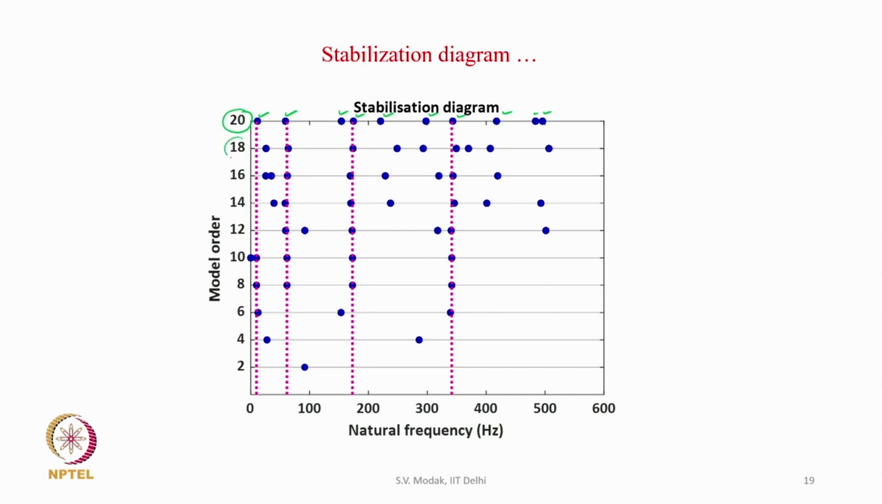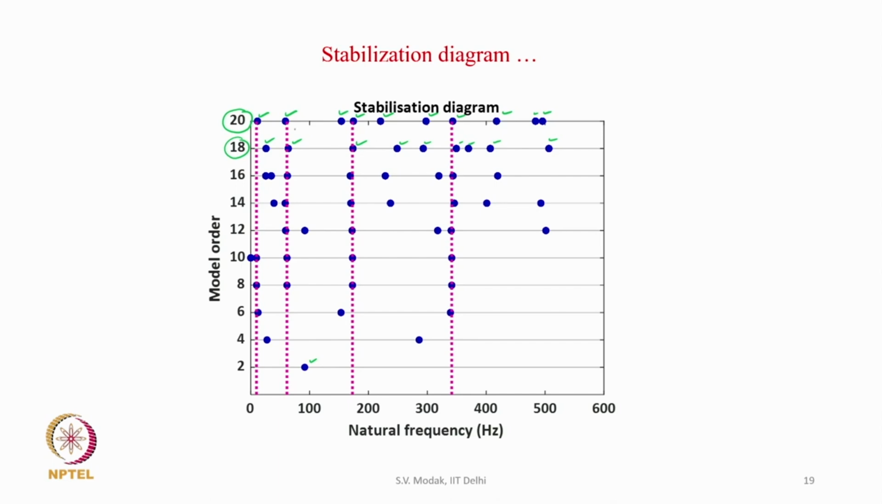Similarly, when 18 is the model order, these are the natural frequencies that were estimated, 9 natural frequencies. So, in this way we go up to, say, in this example we have done the curve fitting up to model order 2, that is only one physical mode that was identified, like this one here. So, what is the observation?